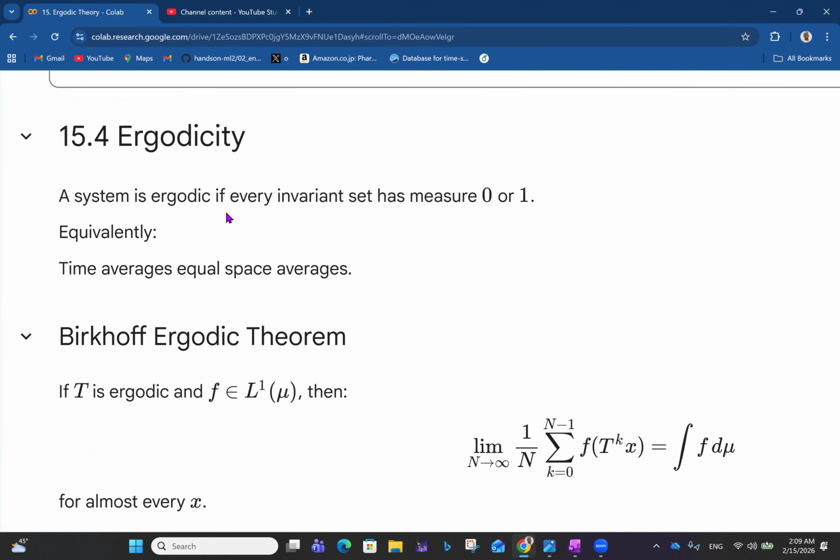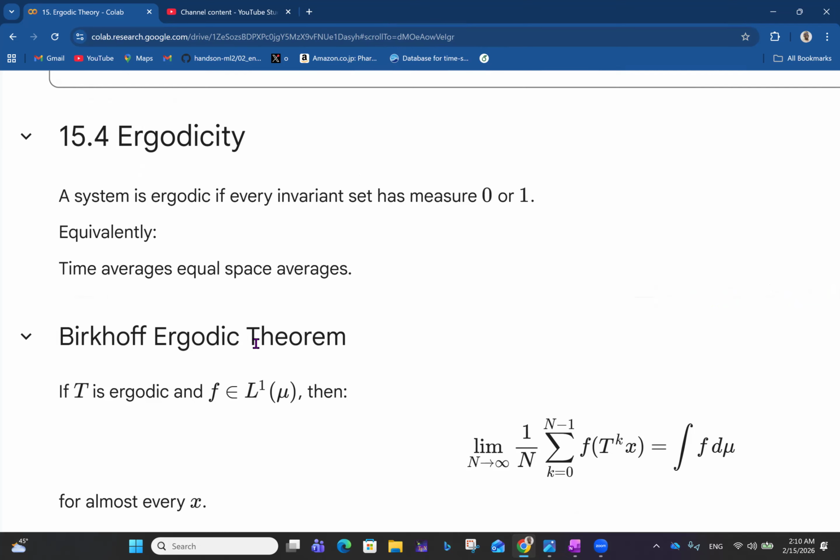A system is ergodic if every invariant set has measure 0 or 1. So every invariant set has measure 0 or 1. Equivalently, we say that time averages equal space averages. Another explanation is the idea that when you toss a coin 1,000 times, you can approximate that by tossing 1,000 coins at once. Okay, so time averages equal space averages.